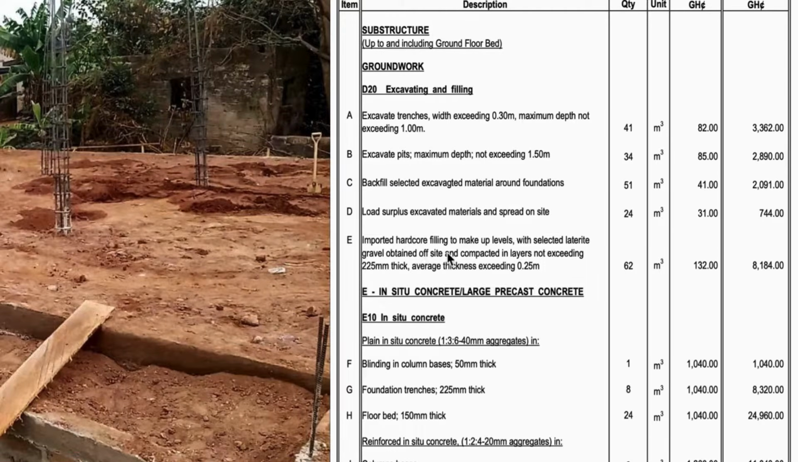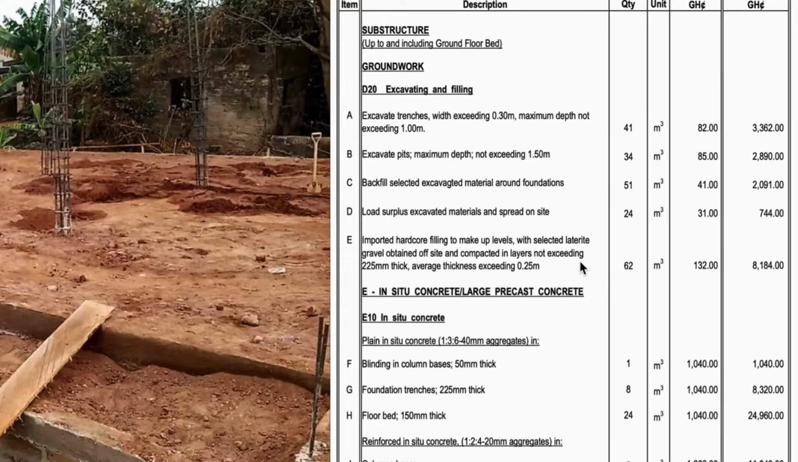After that, there will be imported hardcore filling, that is laterite, would be brought to site, will be spread and compacted to create a solid base under the house floor. And after all this, what follows immediately is the concrete mix being poured on site.